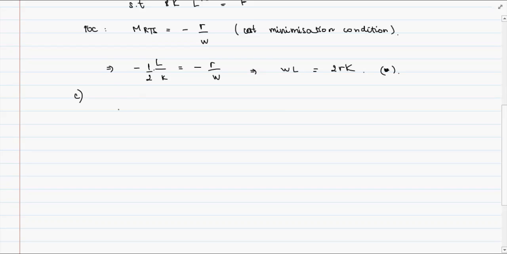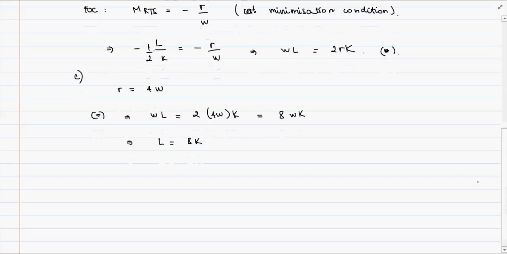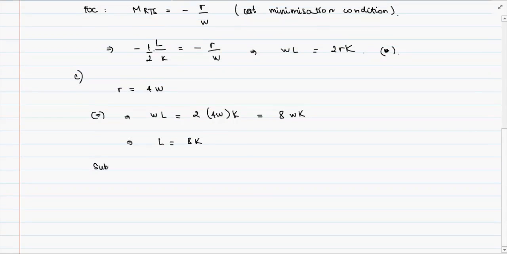Okay. Right, so we are given R equal to 4W, so our star condition here is going to become W times L equal to 2, and we know that R equal to 4W, times K, which is equal to 8WK. Okay, so W over here will cancel with W over here. So what I'm left with is L equal to 8K. Alright, so using this, now I'm going to substitute this back into my production function.